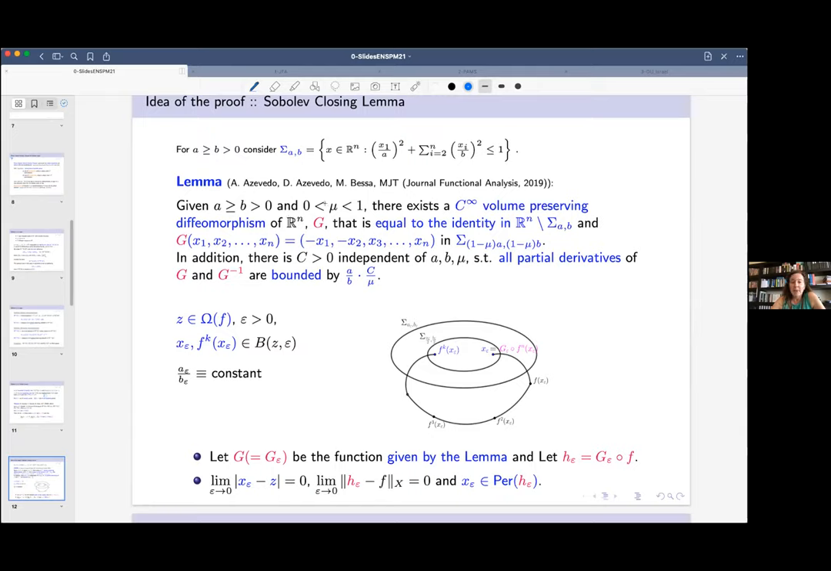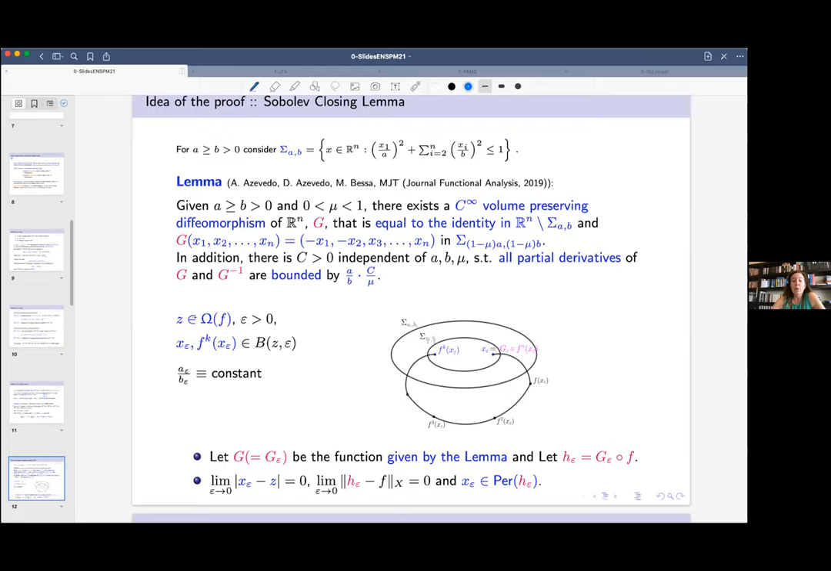Given A and B and mu between 0 and 1, there exists a C-infinity volume-preserving diffeomorphism G, which is equal to the identity outside this ellipsoid and which exchanges points in the following way in the smaller ellipsoid. In addition, there exists a constant C, independent of A, B, and mu, such that all partial derivatives of G and its inverses are bounded this way.